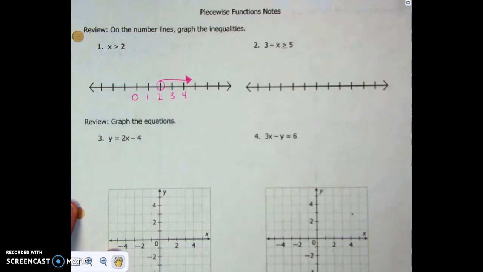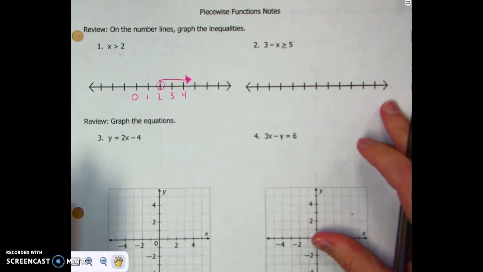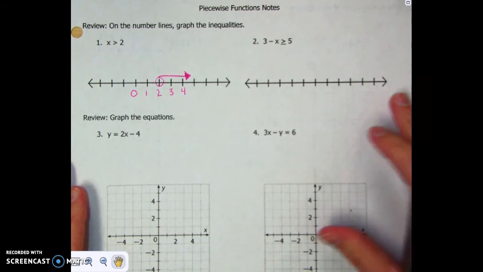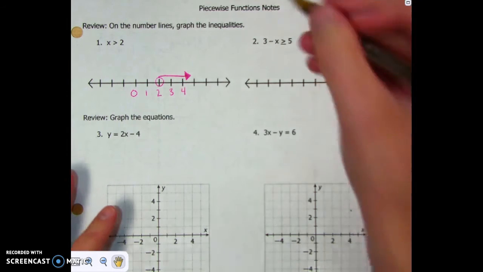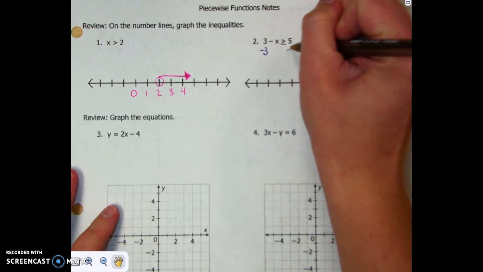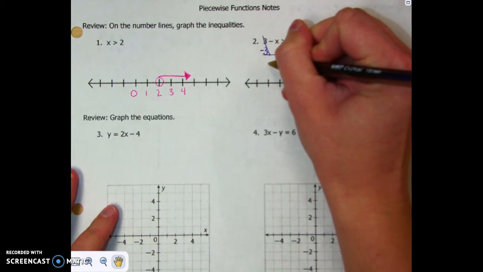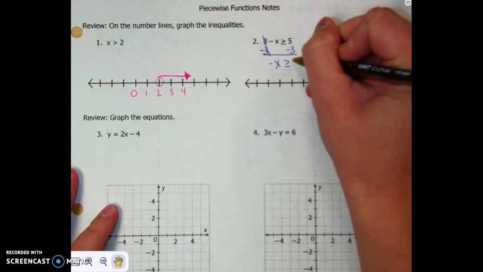Okay, that's all you had to do on that one. Do you remember it? Okay. What did we have to do on number 2 first? Got to get x by itself. So what should I do? Jeremiah. Subtract 3 from both sides, and I get negative x is greater than or equal to 2.